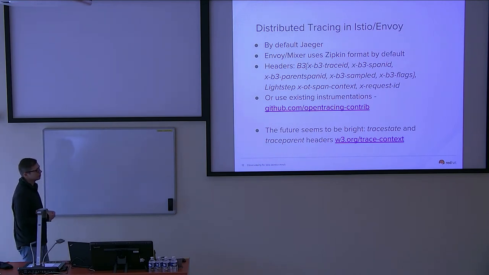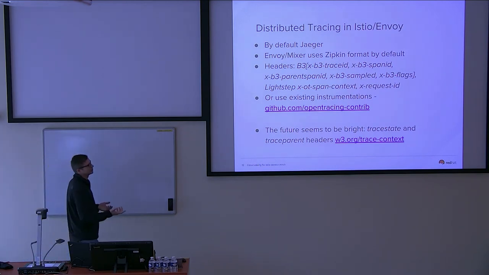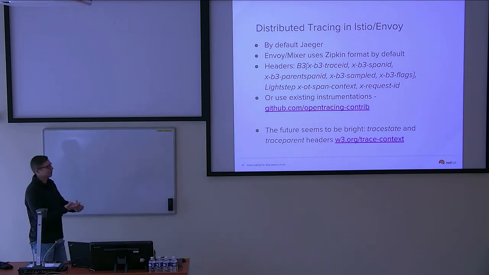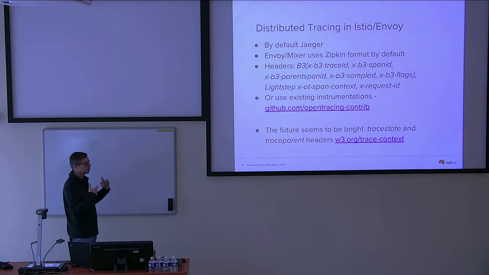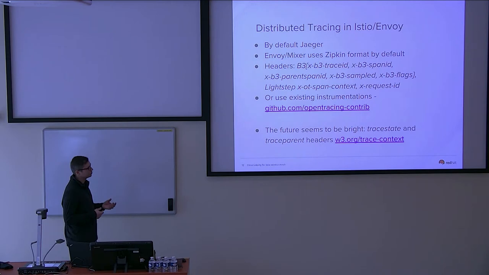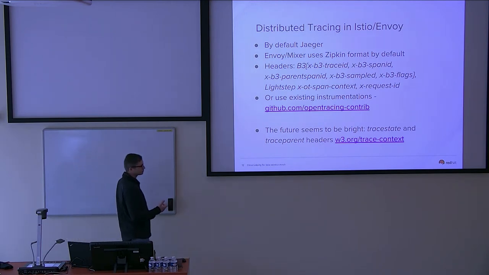So just quickly about the future. You can see there are a lot of headers, right? We get the B3 protocol, which works for Zipkin, but we also get some like Lightstep, which we really don't care about. So in the future, there is a working group which tries to standardize the wire protocol for tracing. And it introduces two tracing headers, the trace state and trace parent.